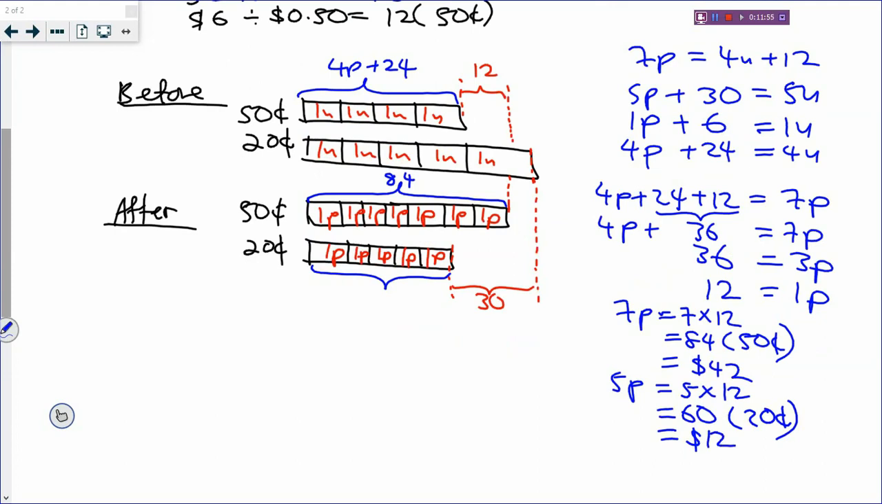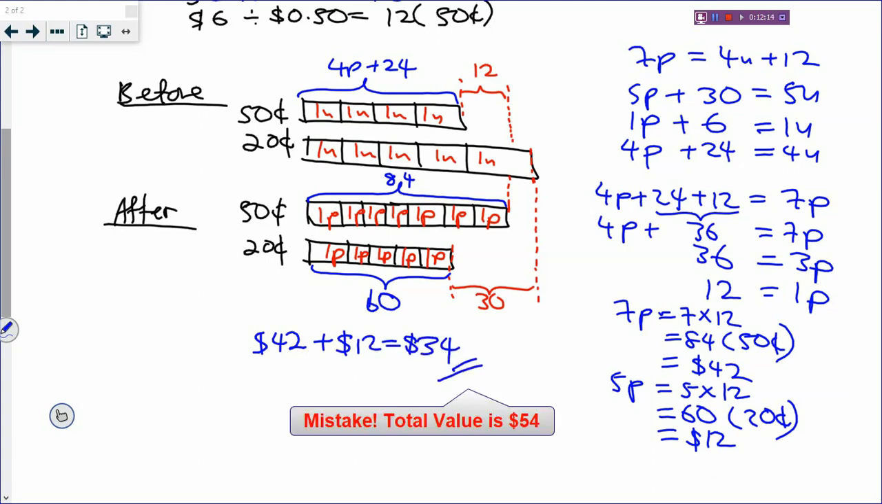Alright, so what's the total value in the end? The total value in the end will be, you take $42 and you plus $12. And so the total value is $54 in the end. And you solve the problem.